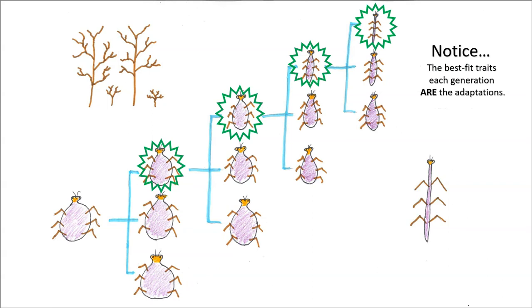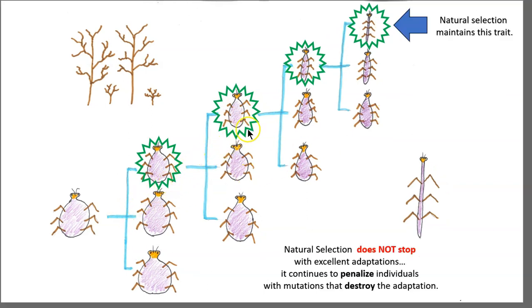Notice the best fit traits each generation are the adaptations. So it's not like we only say the really thin-bodied one, that's an adaptation. We could say that even these individuals back in these previous generations, the body shape is an adaptation. It's just that there's still some room for improvement over time. So here we see selection has been operating over many generations, and we're now at this population here. We've got some individuals with really excellent camouflage. Their bodies look very much like a stick.